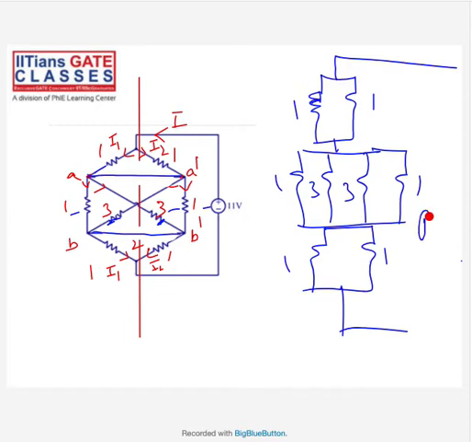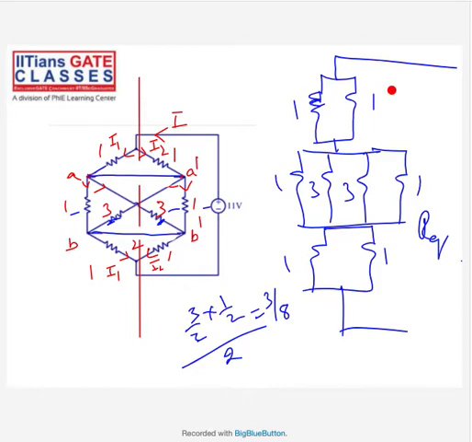Now find R equivalent. So this is 0.5. This is 0.5. 3 parallel 3 is 3 by 2. 3 by 2, and 1 parallel 1 is 1 by 2. 1 by 2 in parallel with 3 by 2 is 3 by 2 into 1 by 2 by 4 by 2, which is 2. 4 by 2 is 2. So this will be 3 by 8. Right, 3 by 8.